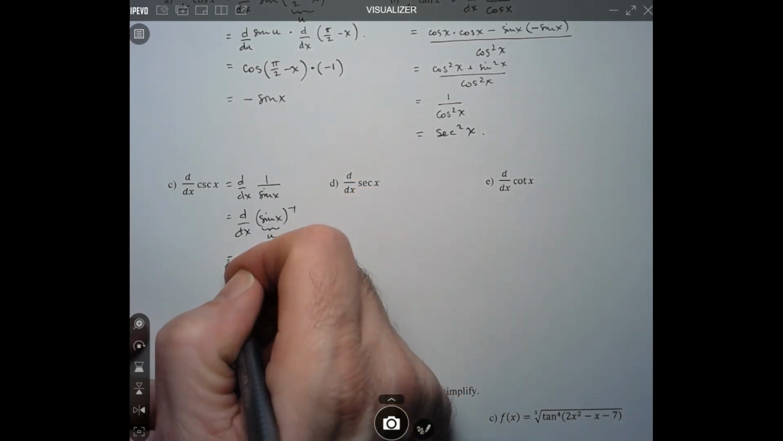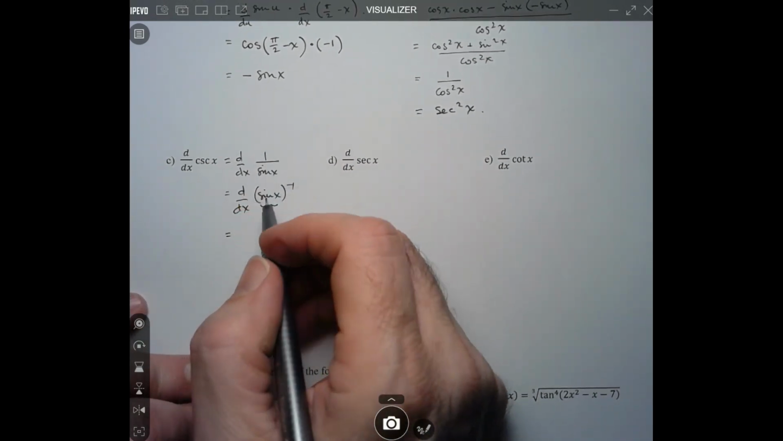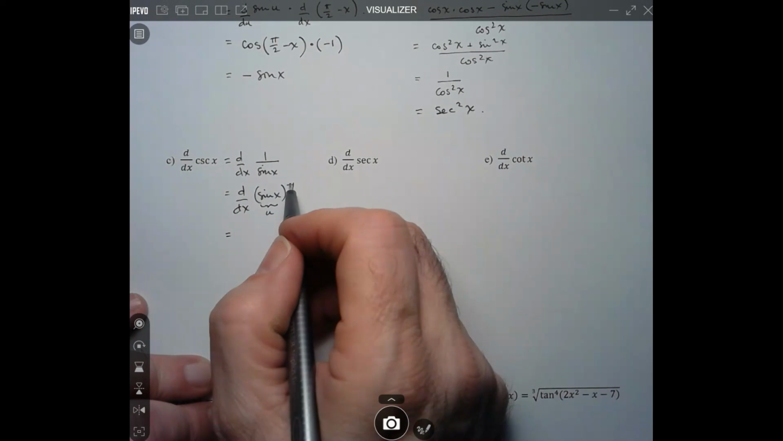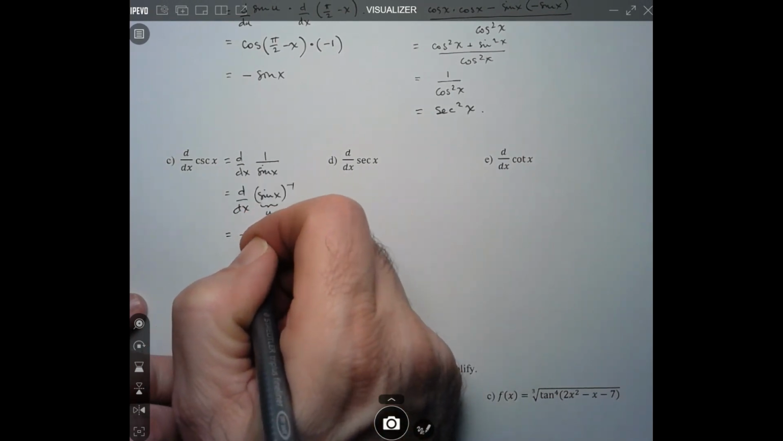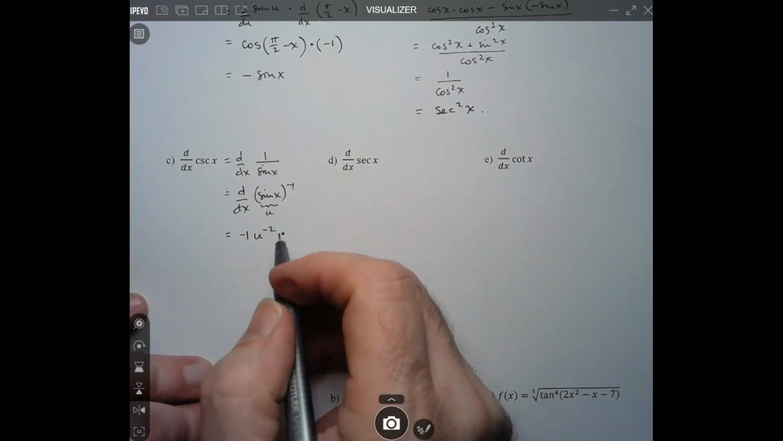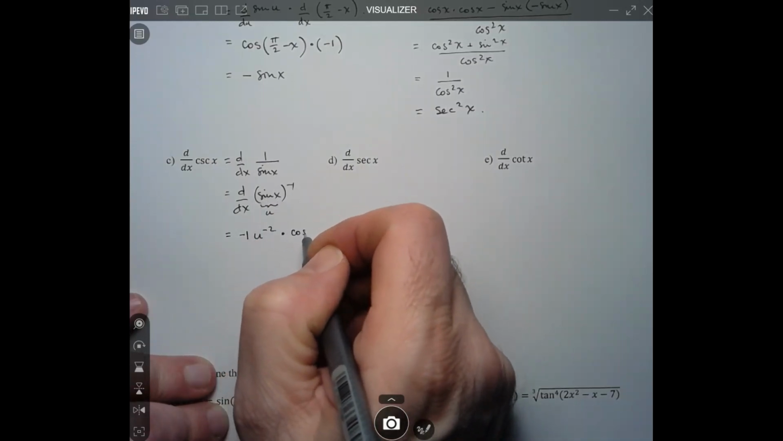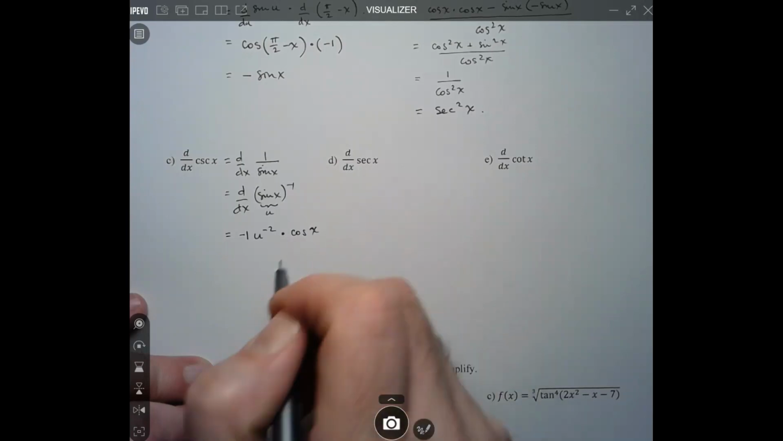So now I'm going to write a little less than I did before, because the first thing I'm going to do is take the derivative of u to the negative 1. So that's going to be negative 1 u to the negative 2. And then I'm going to multiply that by the derivative of u with respect to x. And the derivative of sine x is cos x.